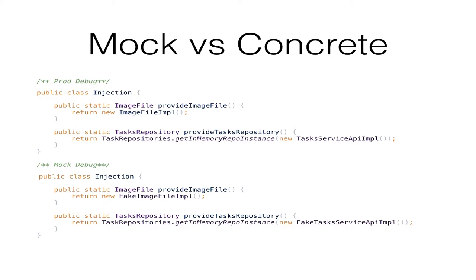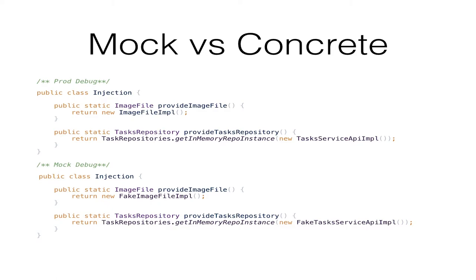There we go. And so it's nothing special on the injection. The prod debug build variant repository gets the new task service implementation. The mock debug version gets the fake task service implementation. So there's no fancy magic that swaps the data layers or anything you have to worry about, going through bytecode and hoping that everything's working right. It just loads the associated file based on the build variant.